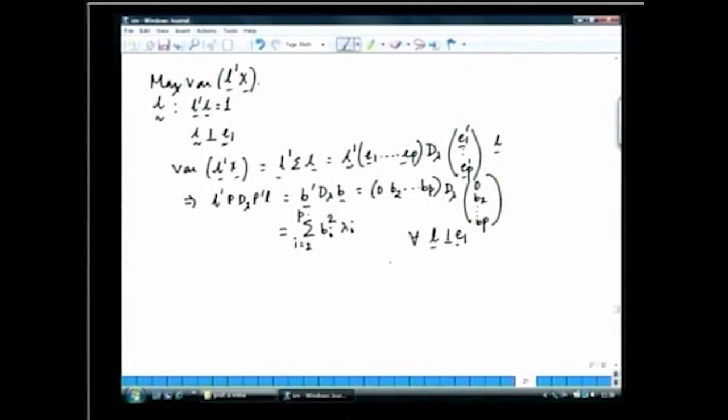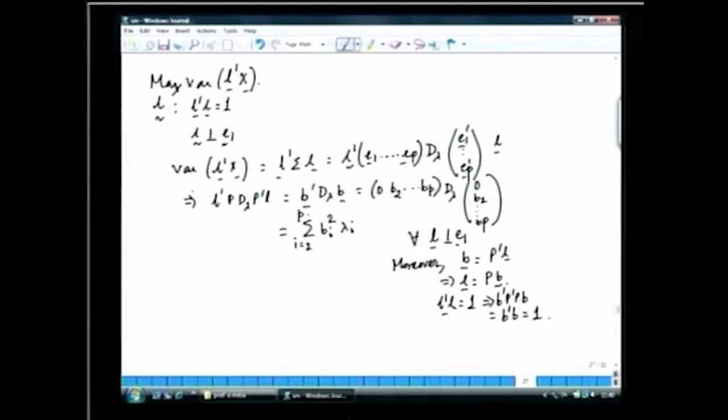And how is this coming? Moreover, we have certain other things to be followed. B has been replaced for P prime L, so that L is nothing but P B, and L prime L equals 1 implies that B transpose P transpose P B, which is equal to B transpose B, is equal to 1. So, the whole condition structure can be reduced to this: I have to maximize variance of L prime x subject to L being orthogonal to E1 and L transpose L equal to 1.